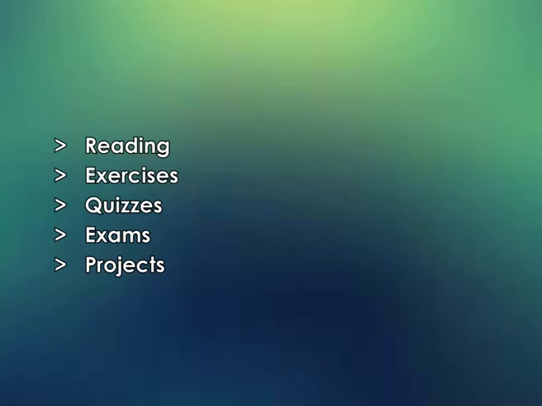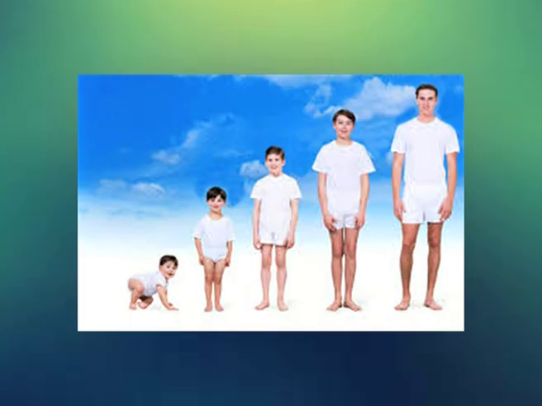In a classroom setting, a learner learns through a series of events such as reading, exercises, quizzes, exams, projects, and so on that are given to students. In the case of maturation, modification of behavior does not result from experience; it is independent of experience. It takes place automatically with the normal growth of an individual.